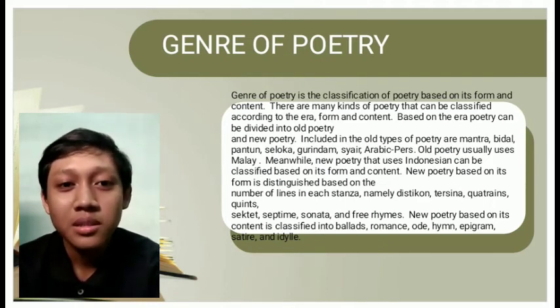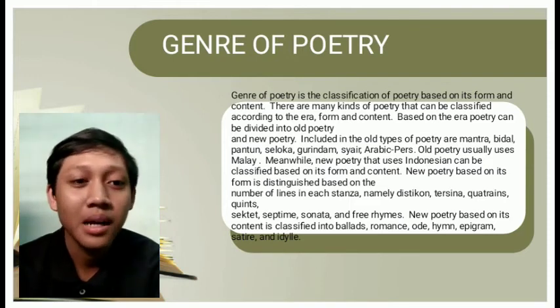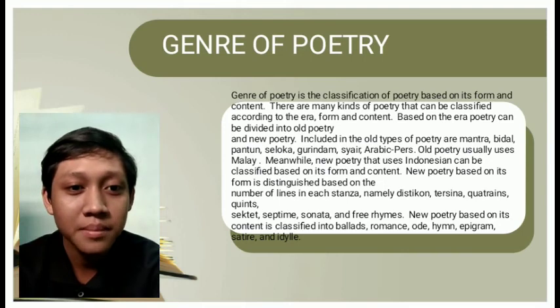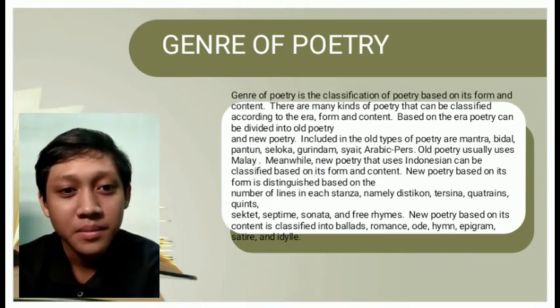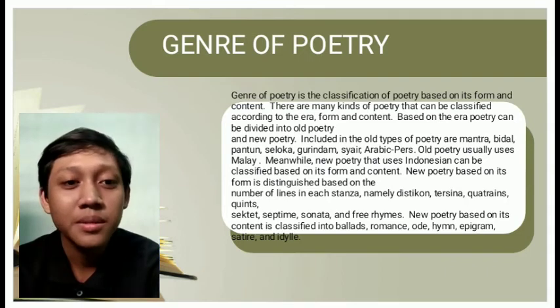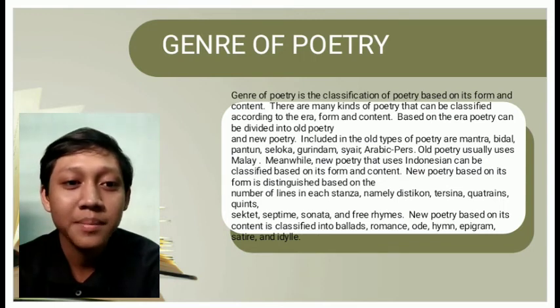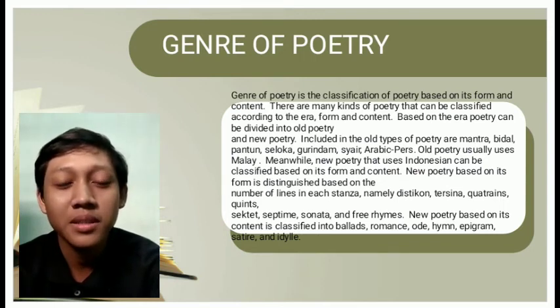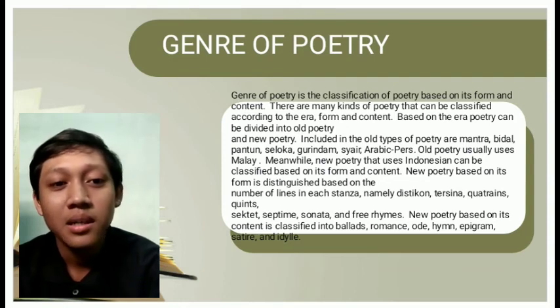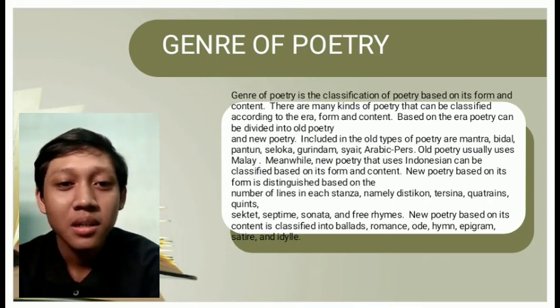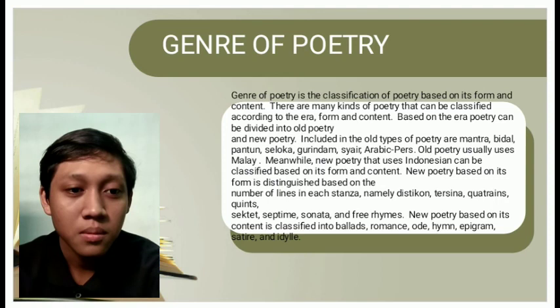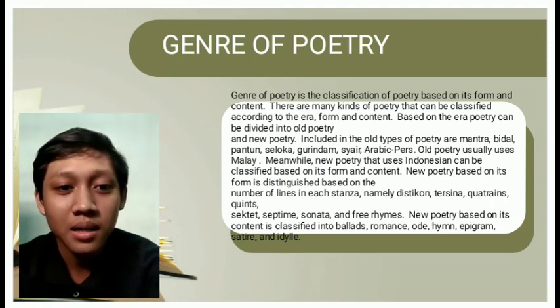Included in the old types of poetry are mantra, bidal, pantun, seloka, gurindam, syair and Arabic verse. Old poetry usually uses Malay. Meanwhile, new poetry that uses Indonesian can be classified based on its form and content. New poetry based on its form is distinguished based on the number of lines in each stanza, namely distich, tercet, quatrain, quint, sextet, septet, sonnet, and free rhymes.